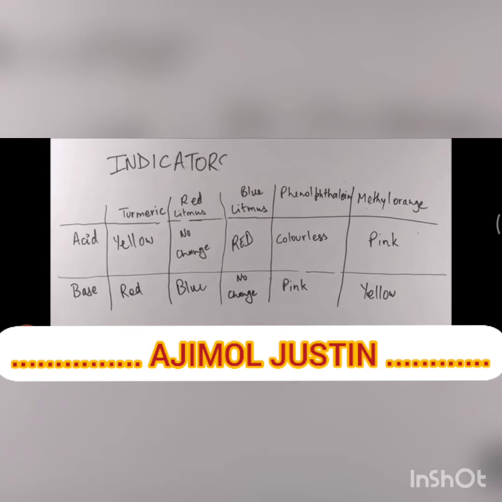Now if an acid comes in contact with methyl orange, it will turn pink in color. And if a base comes in contact with methyl orange, it will change into yellow in color.